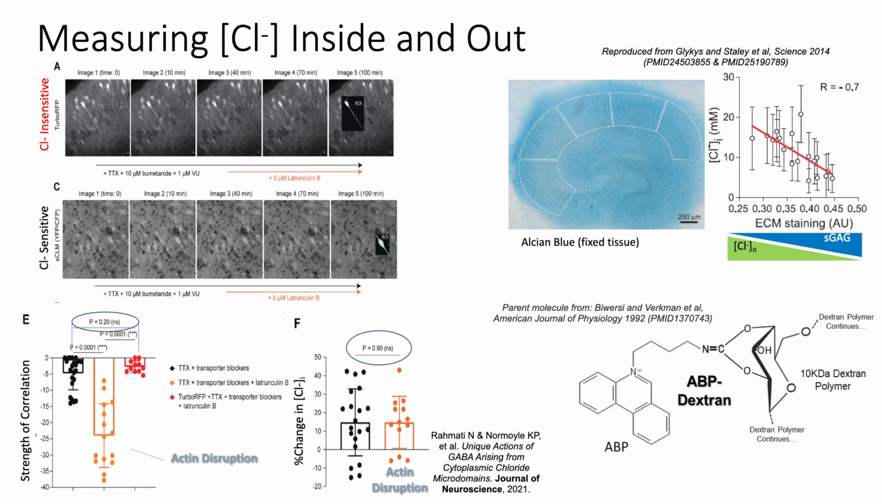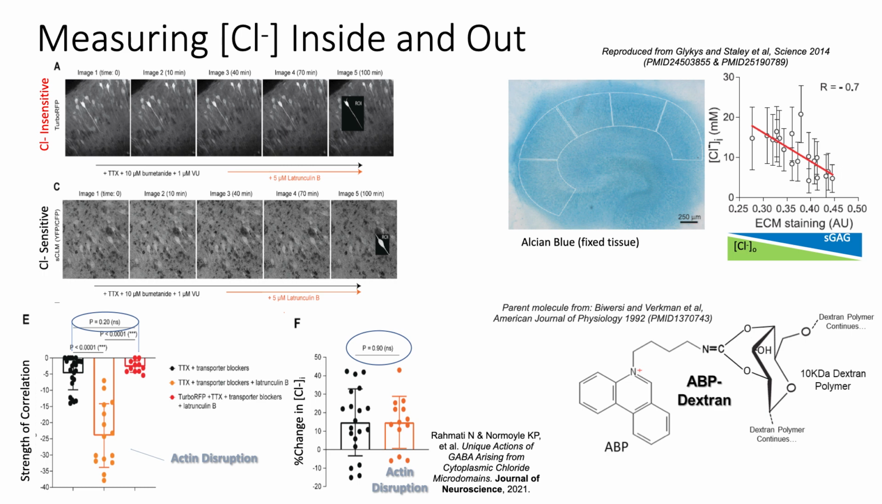The idea there was that in this hippocampal slice model, where there's more sulfated glycosaminoglycans, you're going to have less extracellular chloride. But we needed to be able to measure that.